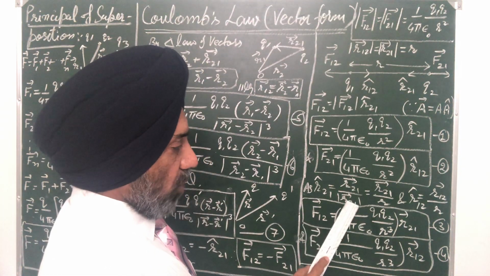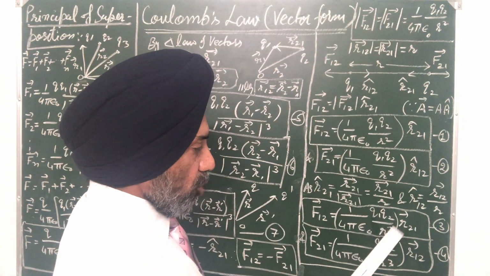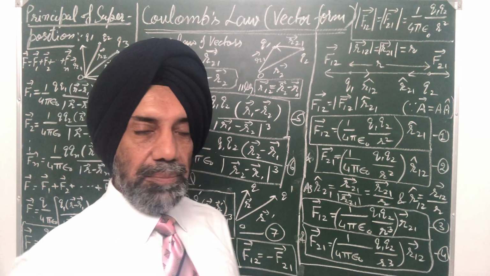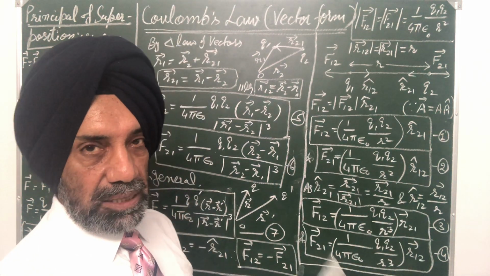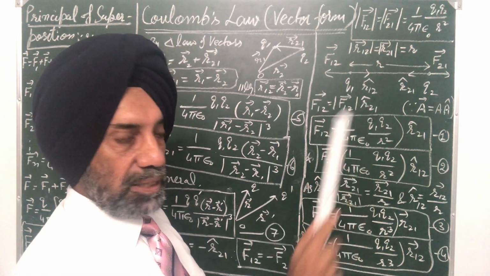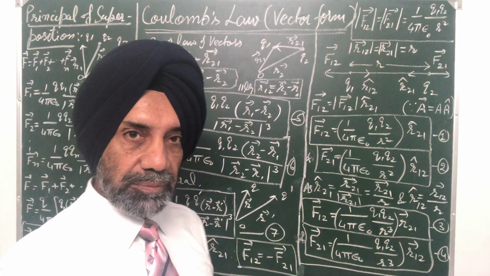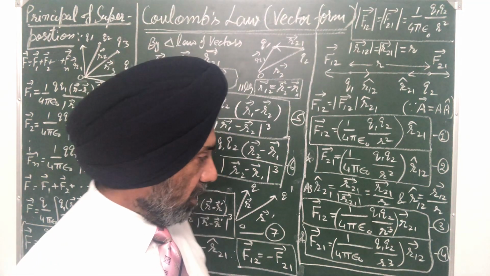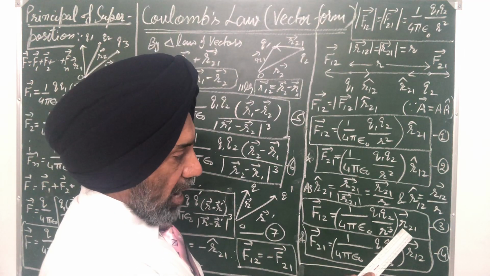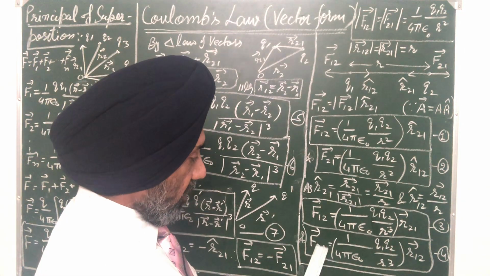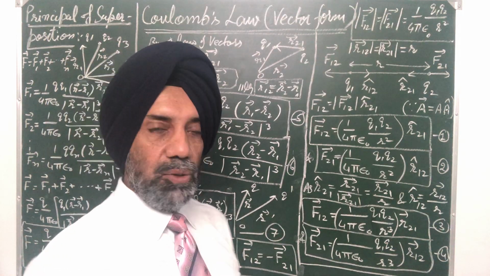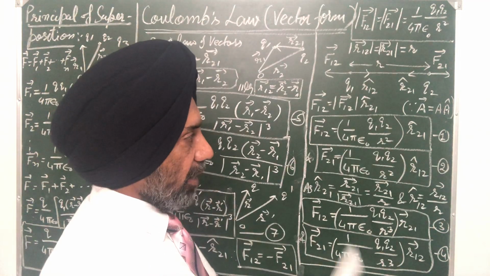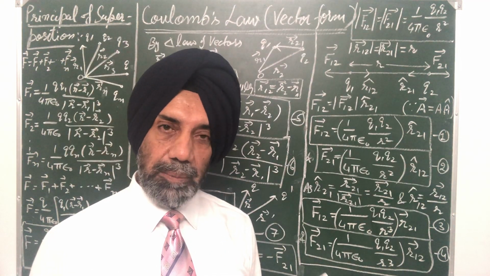So F12 is equal to 1 upon 4 pi epsilon naught Q1 Q2 upon R square into R21 vector. This is Coulomb's law in vector form in terms of displacement vector, that is vector drawn from one charge to another charge. Similarly, we can write F21 equal to 1 upon 4 pi epsilon naught Q1 Q2 upon R cube into R12. So when we have F12, R21 is different. So F21 here is R12 vector, because unit vector must be in the direction of the given vector. And the given vector is given by magnitude multiplied by its unit vector.